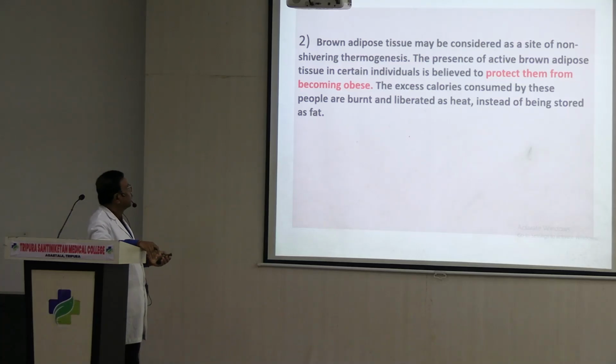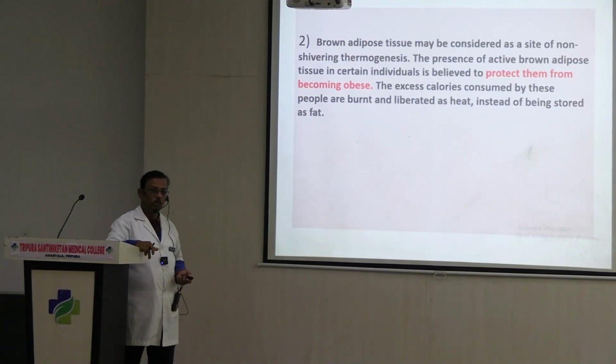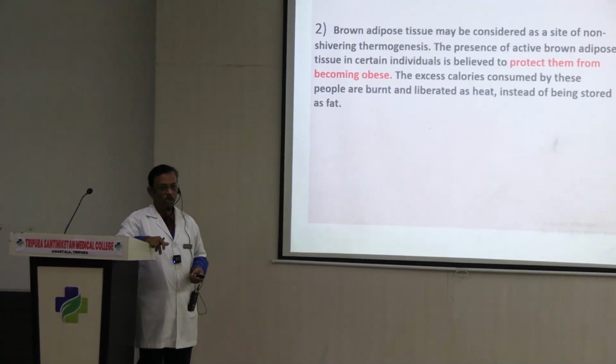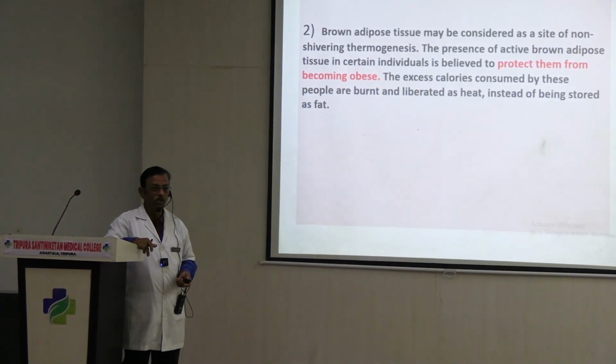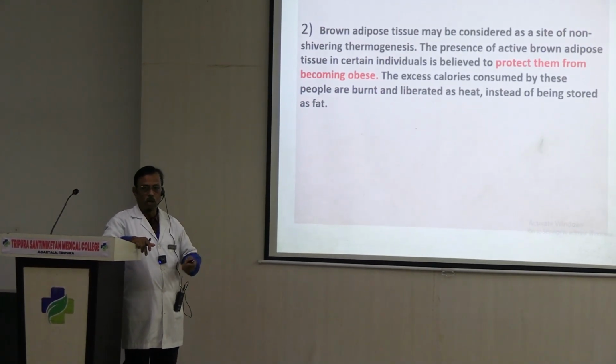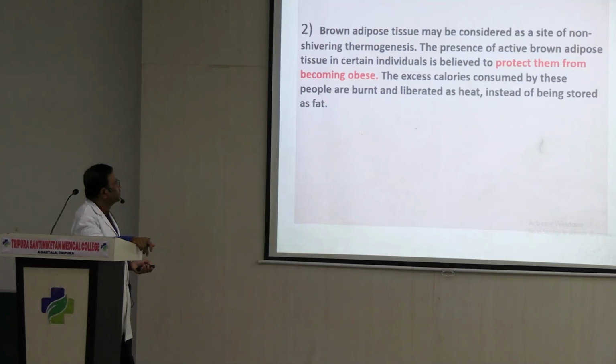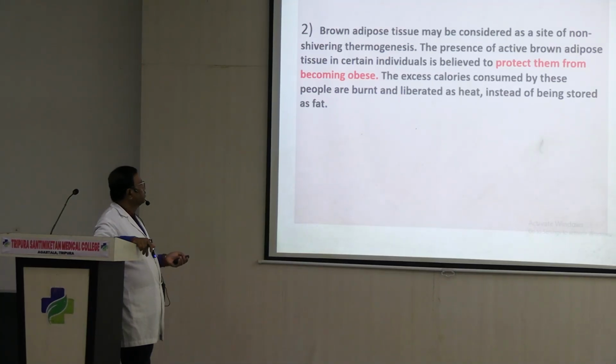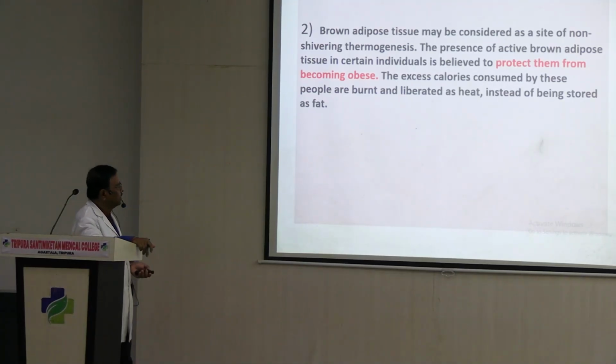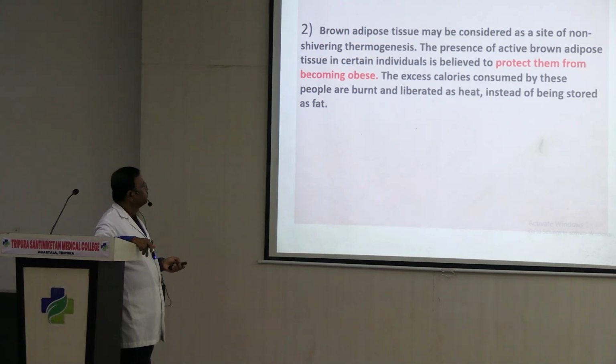The presence of active brown tissue in certain individuals is believed to protect them from becoming obese. See, many people take in a lot of food but do not become obese because they have more brown adipose tissue. The excess calories consumed by these people are burnt and liberated as heat instead of being stored as fat.